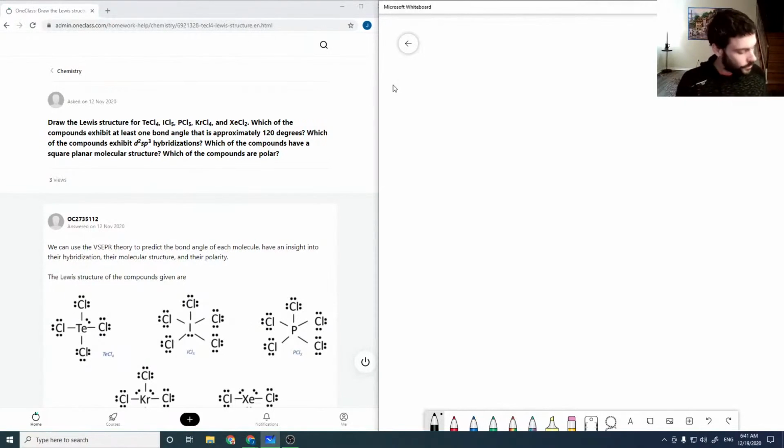Draw the Lewis structure for tellurium chloride, and so forth. So I'll go through each one, and then we'll go through the questions that it's asking afterward as well. So first, just the structures. So for tellurium chloride, this guy has 6 electrons. Each of these contributes 7. So that's 28. So then we've got a total of 34 electrons.